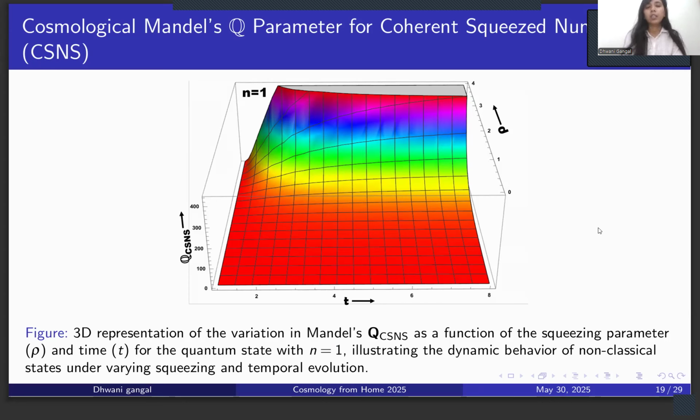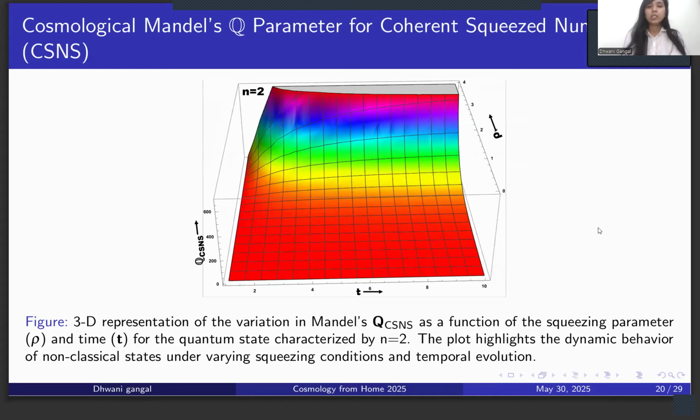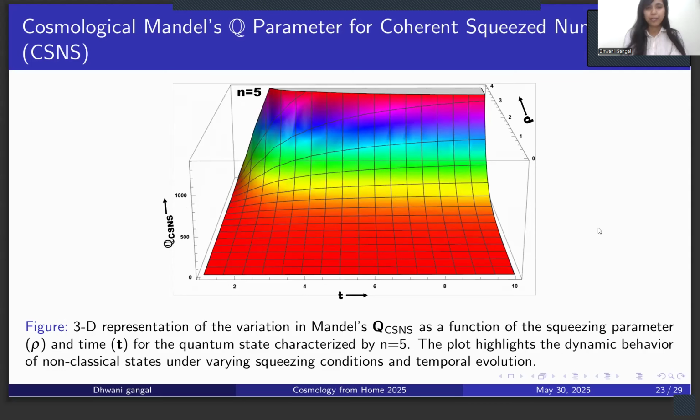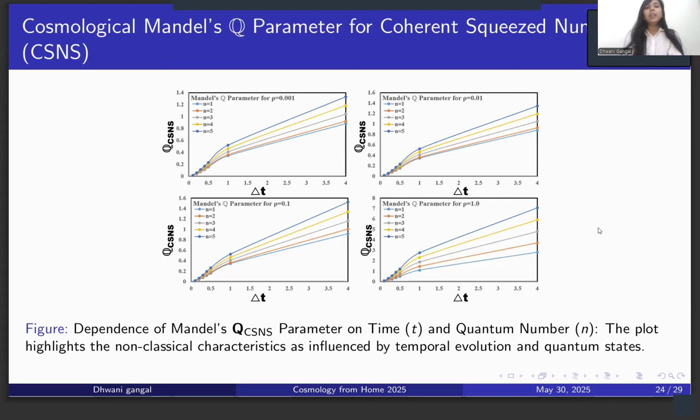For different values of rho, t and n, we will get different Mandel's Q parameters for the coherent squeezed number state. Here is the graph for n equal to 2, n equal to 3, 4, and 5. In this graph, if we vary the rho parameter, in the first graph rho is less than 1, so we are taking rho equal to 0.001.